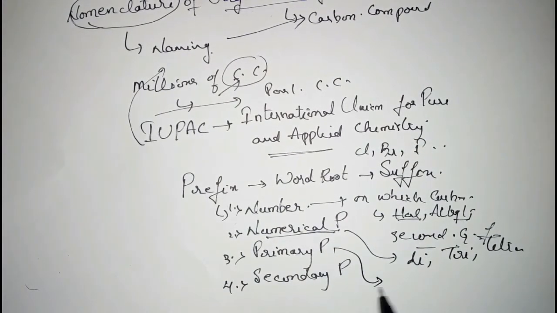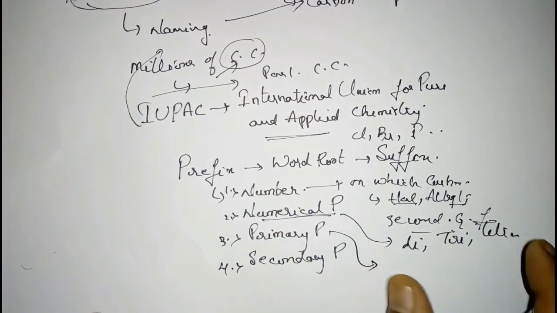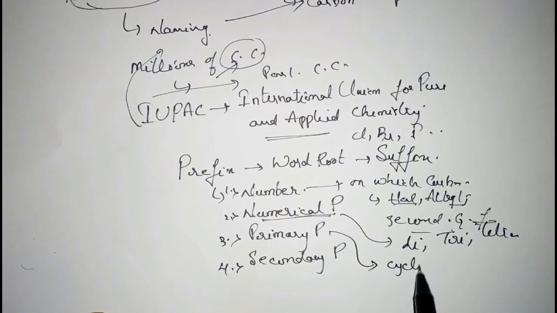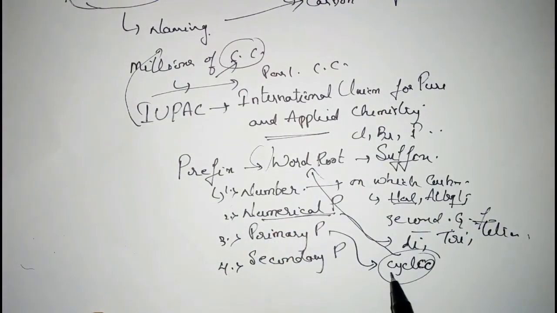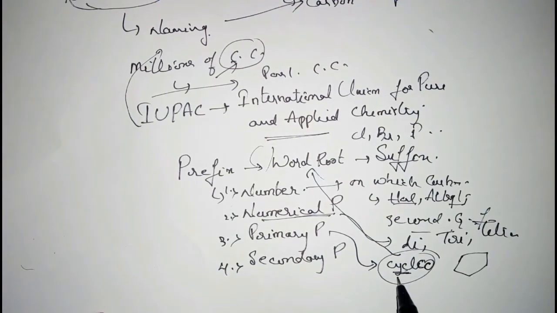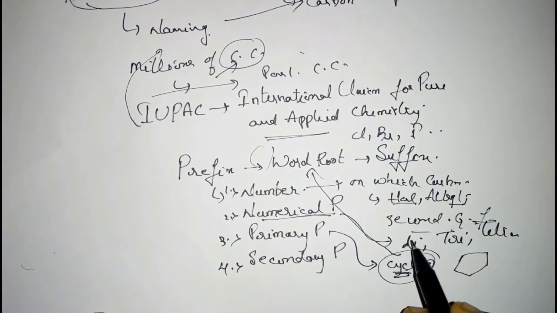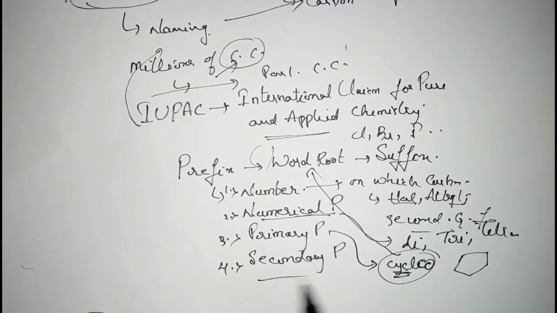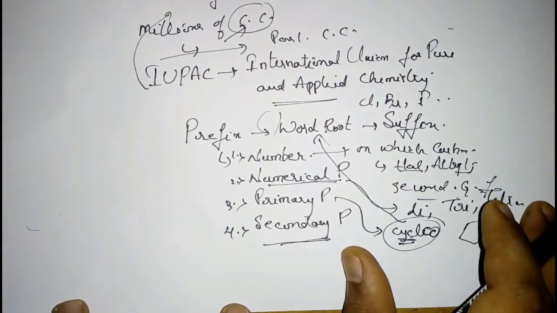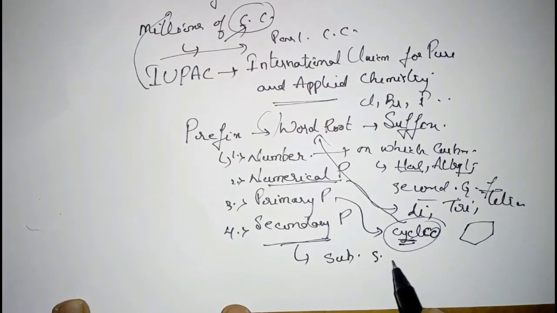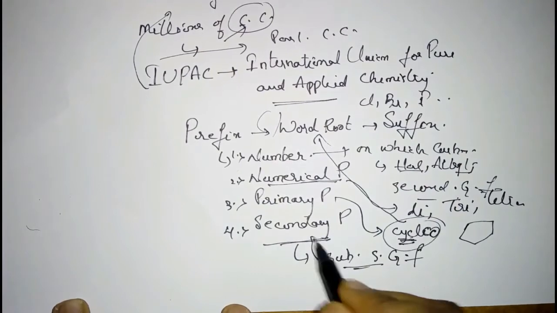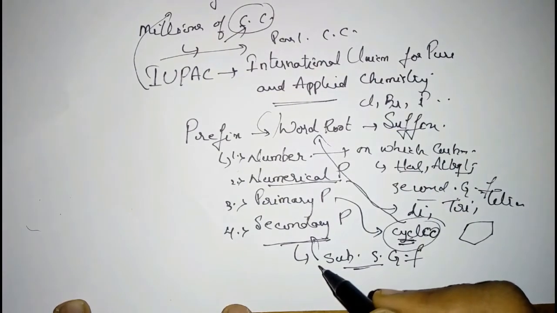Next one is our primary prefix. What does the primary prefix say? Primary prefix says about a cyclic compound. We write cyclo in front of the word root. If the carbon compound is a closed structure, we name it cyclo, like cyclopentane, cycloheptane, cyclohexane, and so on. Then the secondary prefix says about our substituents, or as I said, the second grade functional group. Understood everyone? So this is about our prefix part.